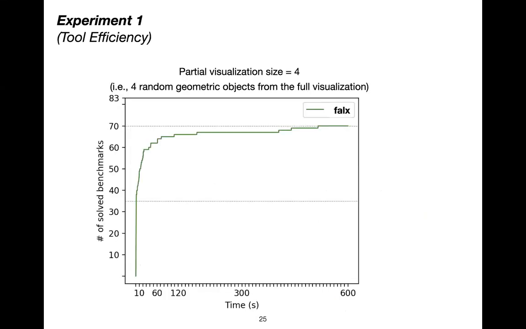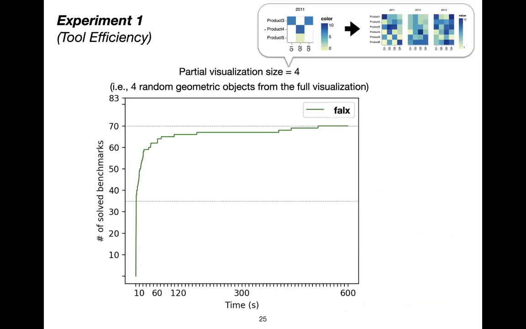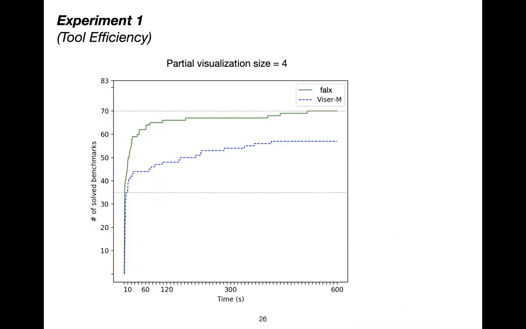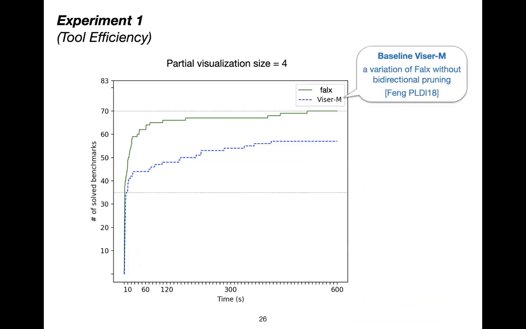So the first is about tool efficiency. You know what I'm going to say? It's going to be pretty good. This shows the time used to solve the problem with 4 visualization elements. 4 visualization elements just means, for example, if you want to visualize a heat map, you're going to provide 4 rectangles. We are able to solve 70 out of 83 benchmarks, and a lot of them are within 1 second or 10 seconds. And we also compare the algorithm with a traditional tool that does not use bi-directional reasoning.